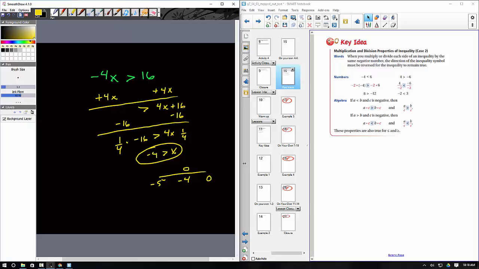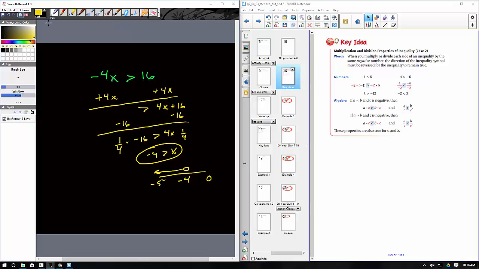So I always apply the 0 test. Is 0 less than negative 4? It's not. So if I put a 0 in here, that is not greater than 16 up here either. So 0 does not work, so it's got to travel this way, right? Now that's one way to solve this.